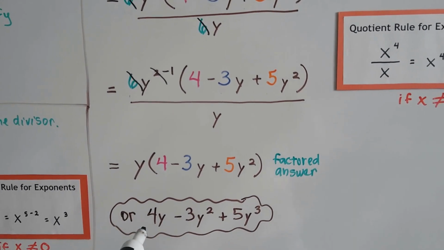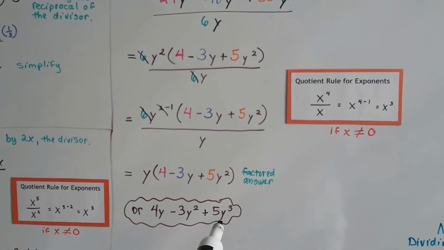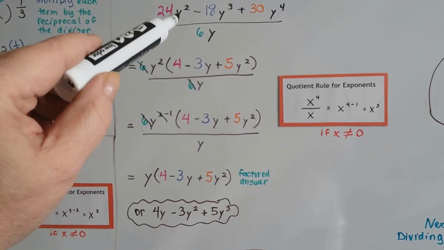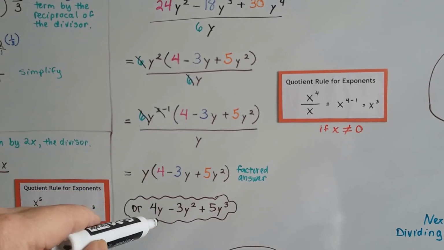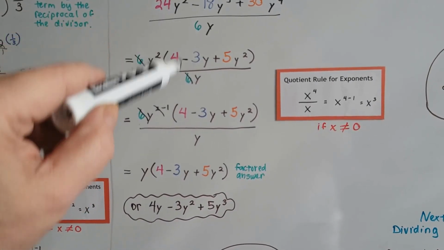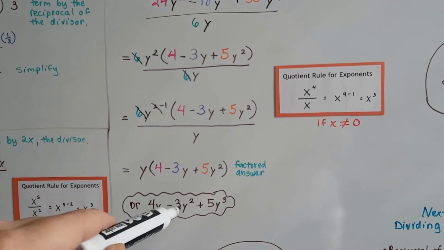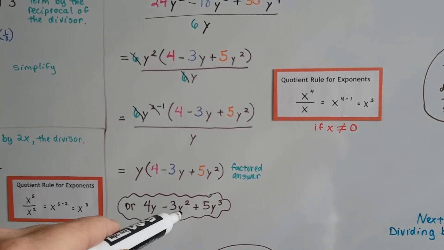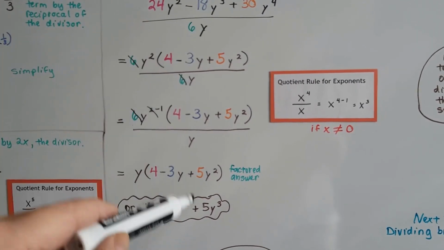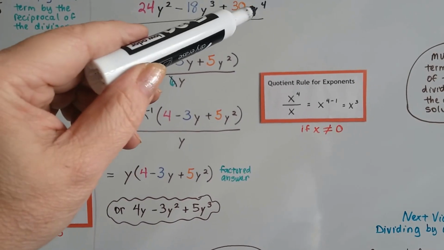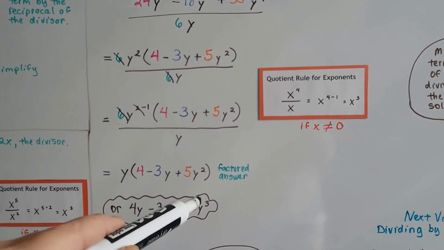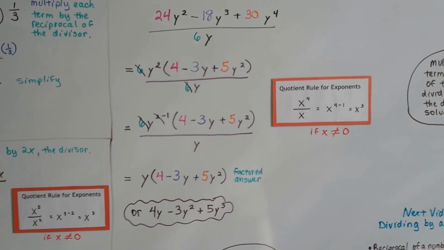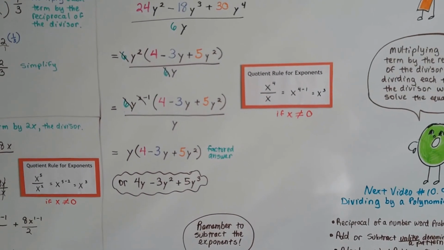And it would be the same thing as if we did 4y minus 3y squared plus 5y to the third. We could have done that just by doing this. 6 goes into 24, 4 times. Y squared, take away 1y is 1y minus, because there's a minus sign here, see? 6 goes into 18, 3 times. Y to the third power minus 1y is y to the second power. And 6 goes into 30 5 times. And y to the fourth power minus 1y leaves us y to the third. See? We just did it as a factored way. See that? So just remember to subtract your quotients because of that quotient rule, okay?